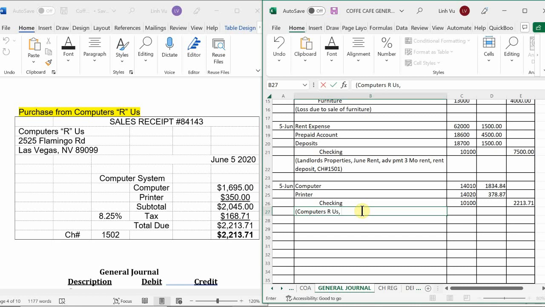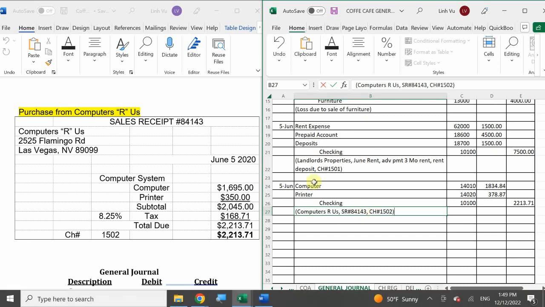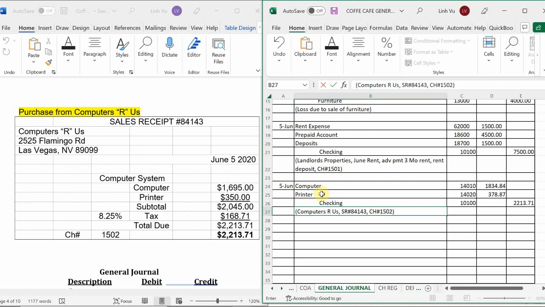Okay, so in this case, I need to identify the sales receipt number. Sales receipt number 84143. And of course, I need to also identify that I used check number 1502. Now, is it necessary for me to disclose that I purchased a computer and a printer? For your assets, yeah? Not in the, I'm talking about my description for my journal. No. No, because it's clear already that we bought a computer and we bought a printer, right?